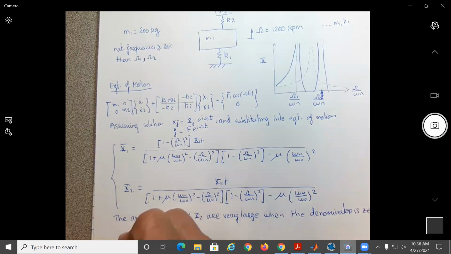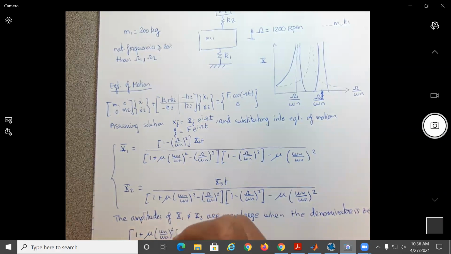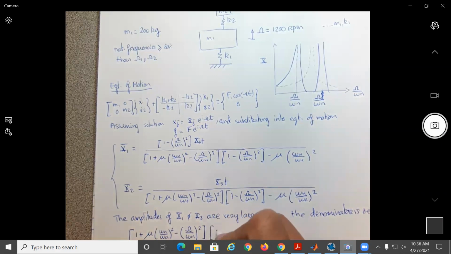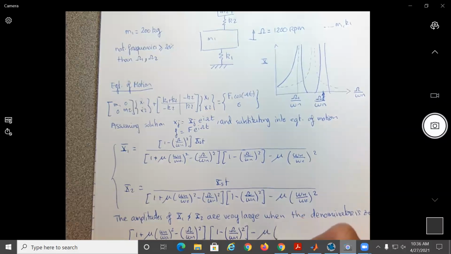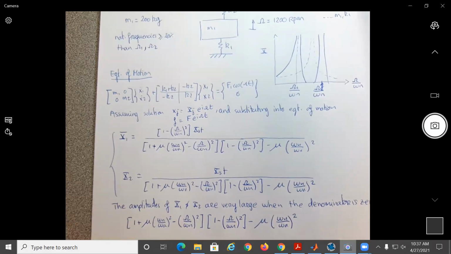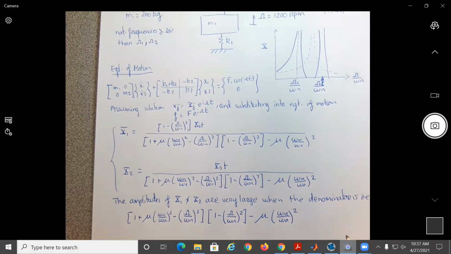Okay, so that means that we have 1 plus mu omega sub n over omega sub a squared, minus capital omega over omega sub n squared, times 1 minus capital omega over omega sub n squared, minus mu omega sub n over omega sub a squared. Did I forget a bracket here? No, looks like so.